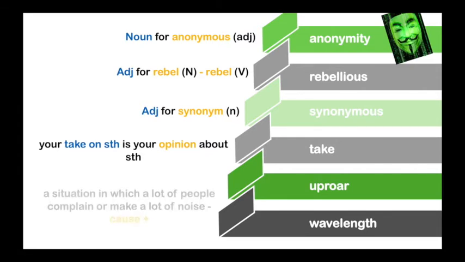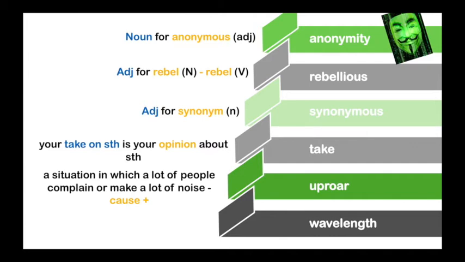Then the word uproar. Uproar is a situation in which a lot of people complain or make a lot of noise, and it's generally used together with the word cause. So something causes an uproar. It causes a lot of noise and causes people to complain. So that's an uproar. And then finally we have the word wavelength. Wavelength is a word that is used scientifically to describe sound, the movement of sound waves, and also color. But this is not the way it is used in the text, of course.